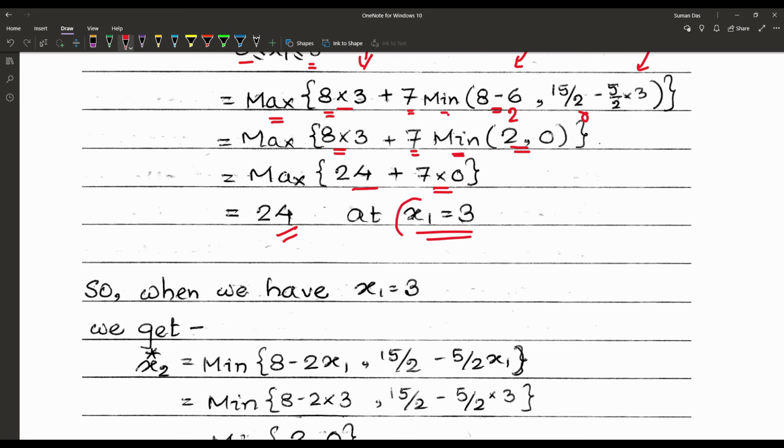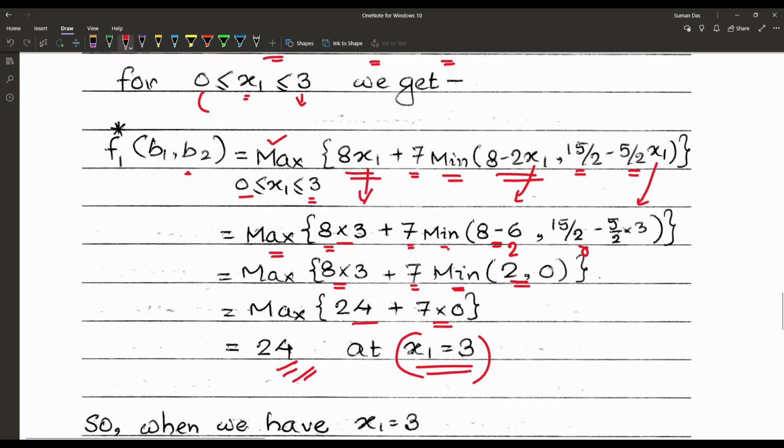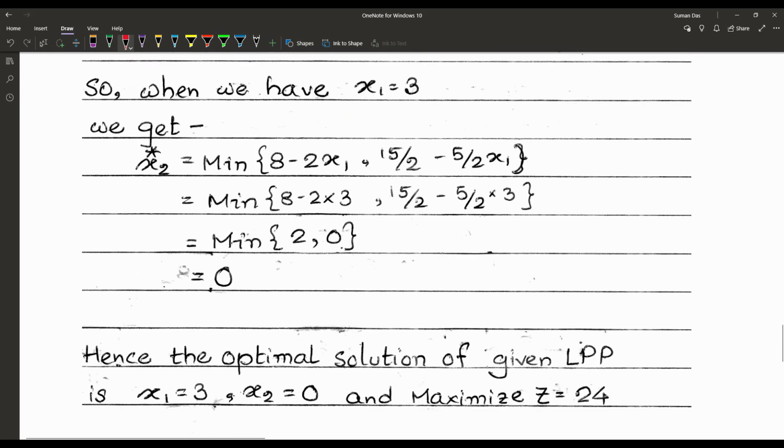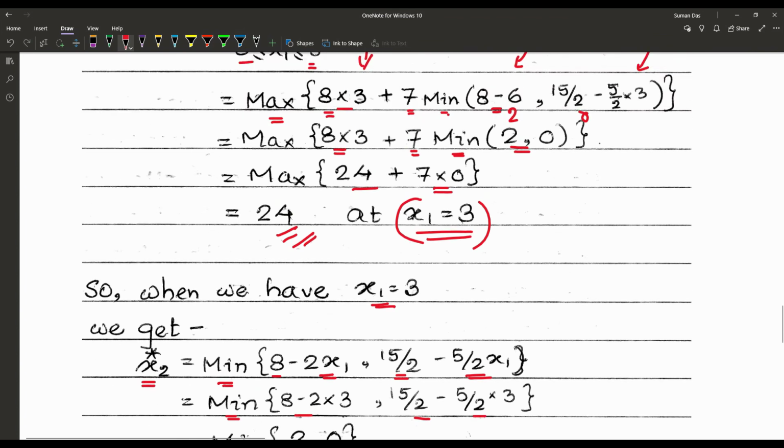So we can find the value of x1 here and also the maximum value of f1. Hence, when x1 is equal to 3, we get x2 star equal to the minimum of 8 minus 2x1 comma 15 by 2 minus 5 by 2 of x1. So the minimum of 8 minus 2 into 3 comma 15 by 2 minus 5 by 2 into 3, or the minimum of 2 comma 0, which is 0. That has already been solved here.